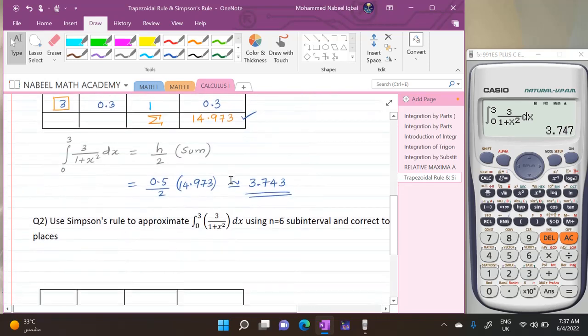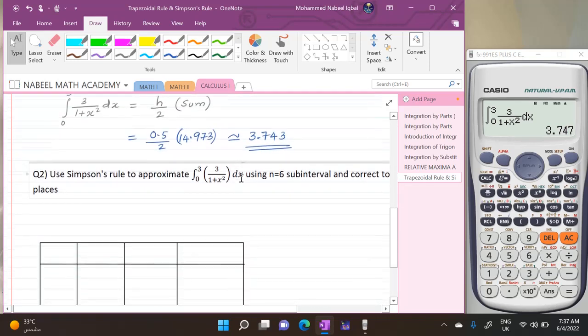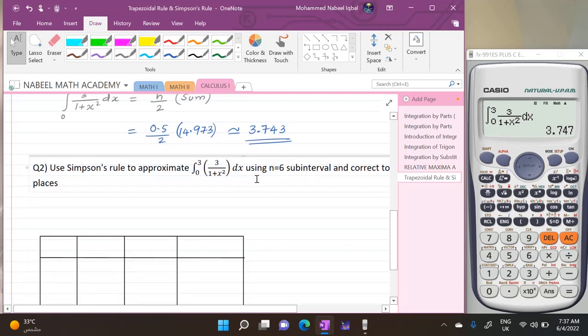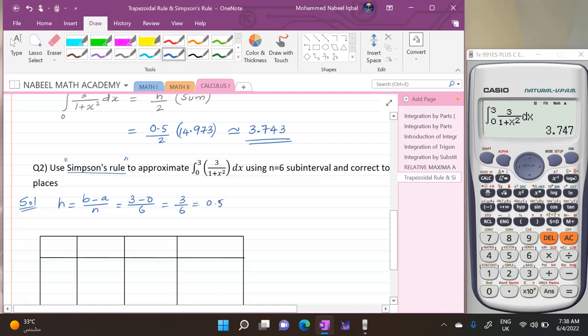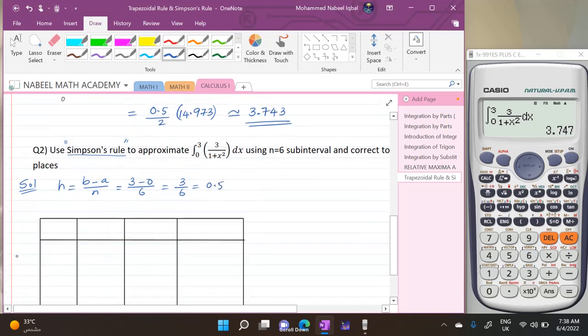Now the same problem I am taking, I will solve this one using Simpson's rule. So how will you solve this one? So the same story we have to repeat again. Here the difference is only the rule. So we are using the same question but different rule. So it is b minus a over 6, the upper limit minus lower limit over 6. So this is equal to 0.5. So up to this, there is no change.